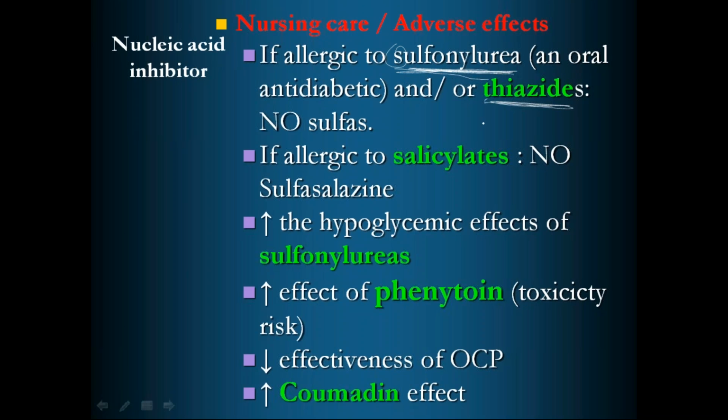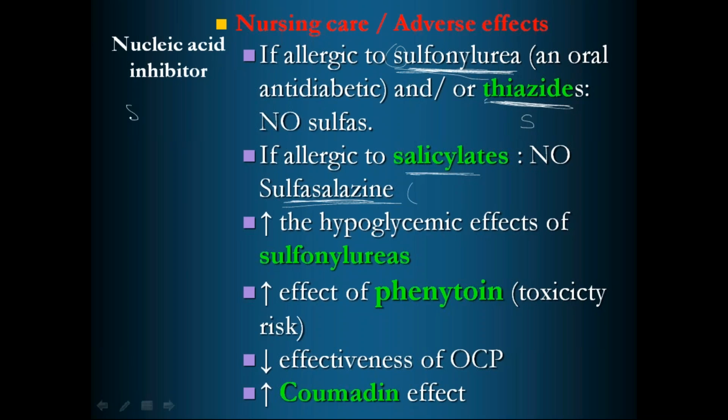Thiazides, you're familiar with thiazides, are diuretics. This one has sulfur too in its component. If you are allergic to sulfa, you can be allergic to thiazides, so be careful with that. All right, so diabetes medications and thiazides. The same thing for salicylates. If you're allergic to salicylates, there's sulfasalazine, which is a bacteriostatic for skin problems. We are going to see that another time, and we are going to see how coumadin's action is going to increase.